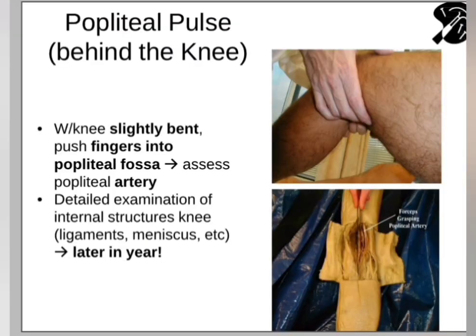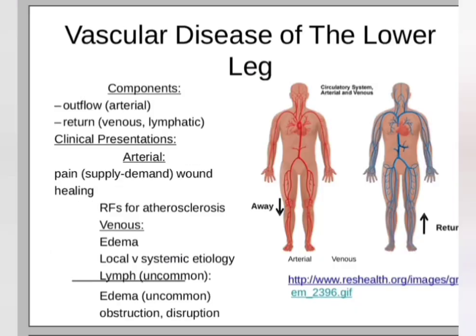The popliteal pulse is felt behind the knee, with the knee slightly bent and fingers pushed into the popliteal fossa, assessing the popliteal artery, and also examining internal structures, any palpable mass or anything else there.